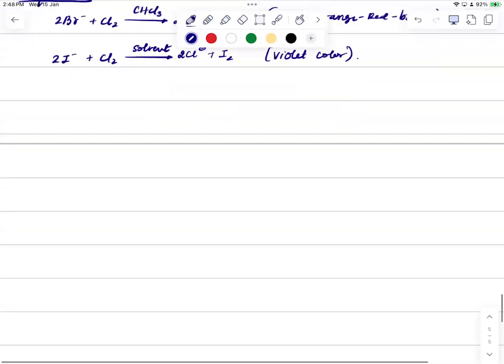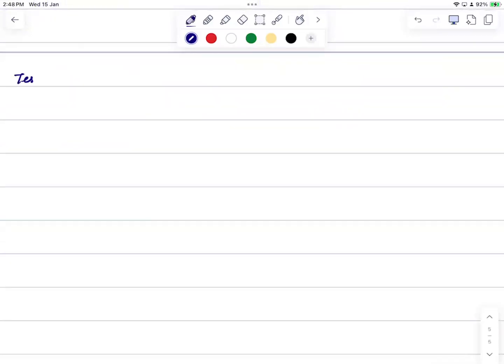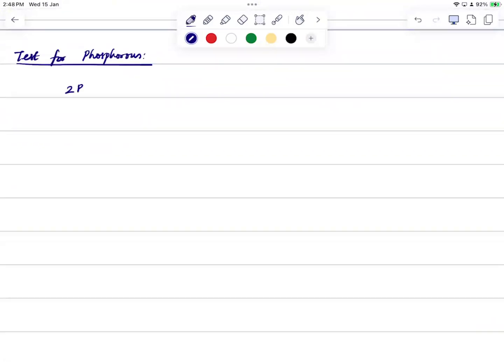Next is the test for phosphorus. Test for phosphorus: 2 P plus 5 moles of Na2O2. If by chance there is any phosphorus present, as you heat it with Na2O2, the entire phosphorus will convert into Na3PO4 in peroxide, and the rest will remain as Na2O. Got it? So 2 moles.